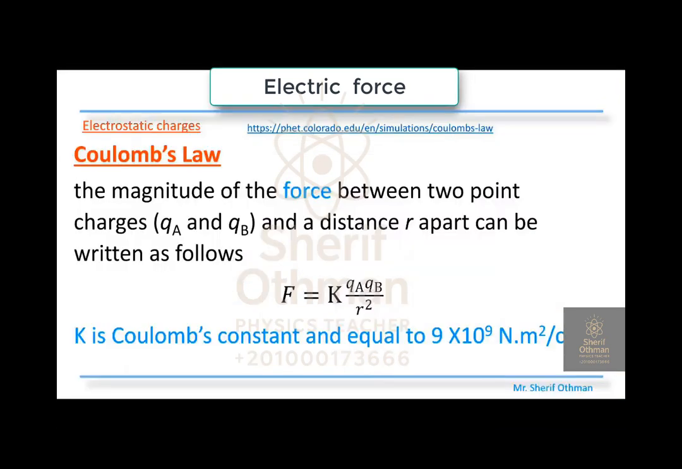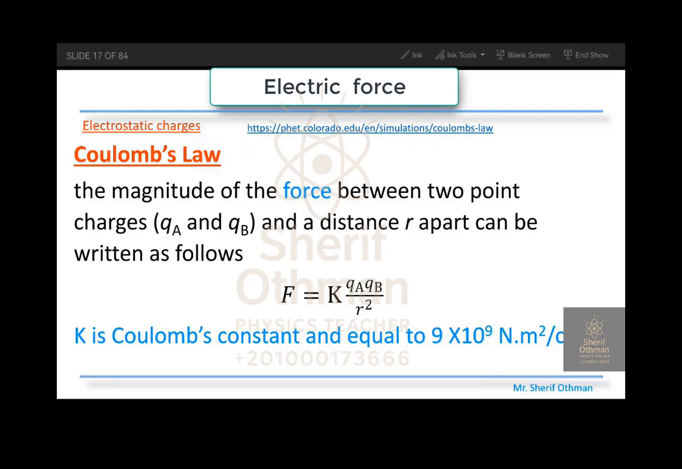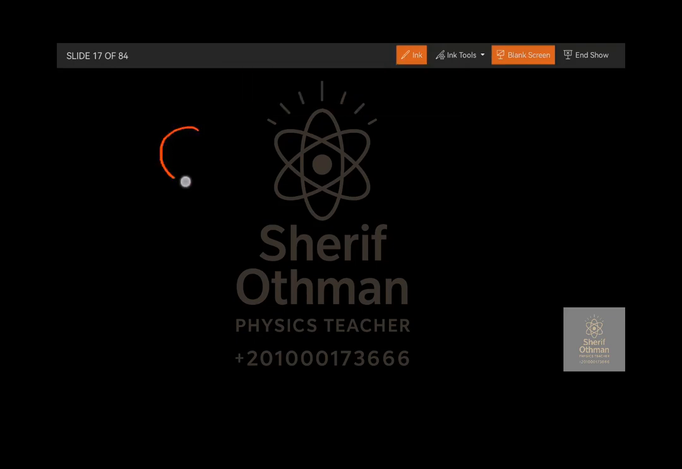Coulomb's law. Coulomb's law, guys, is a law which describes the electric force between two objects. Similarly charged objects repel each other, and oppositely charged objects attract each other. So there's a force of repulsion or attraction between objects. How to measure this force? Let's say we have two charges, charge A and charge B, and both of them are negative charges, so they are going to repel each other.